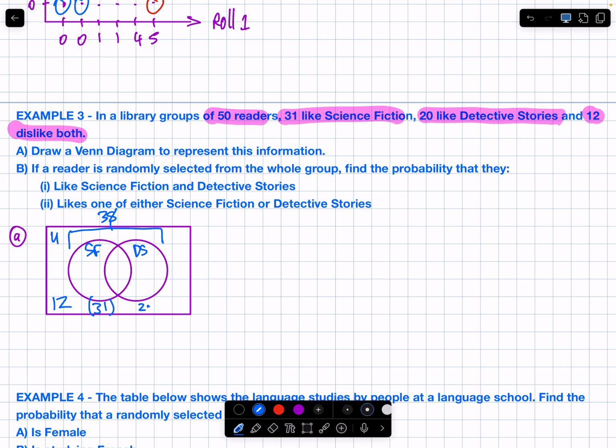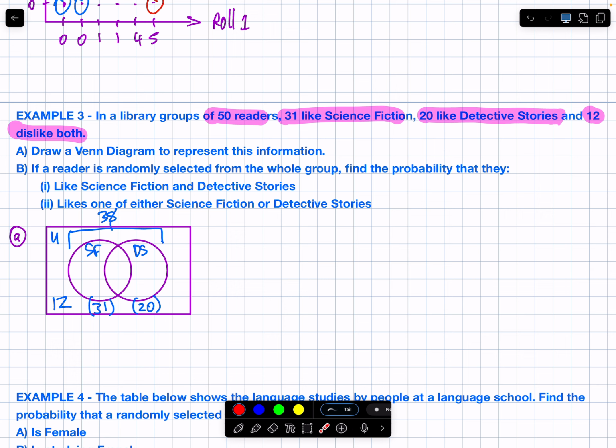20. 31 plus 20, what is that? 51? That's too big, isn't it? That's bigger than 38. So what do I do between the 51 and the 38 to work out how many people go in the middle?